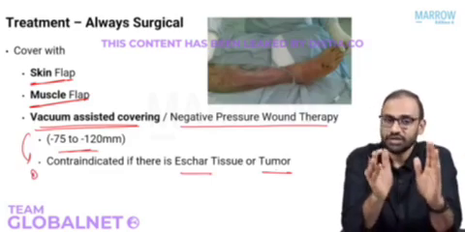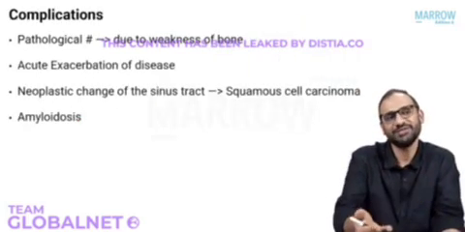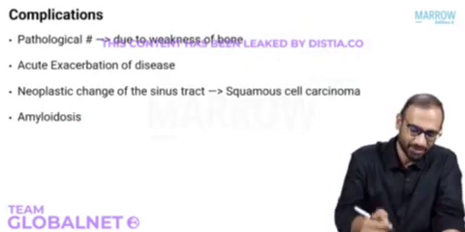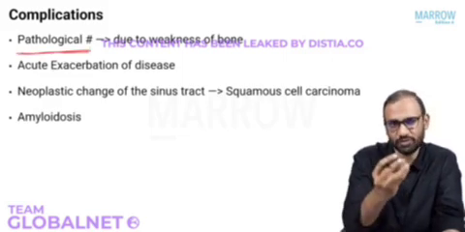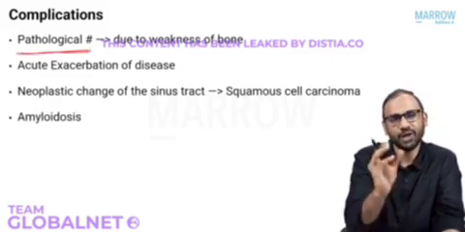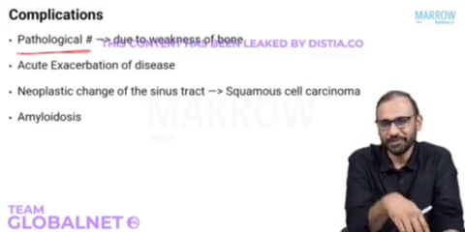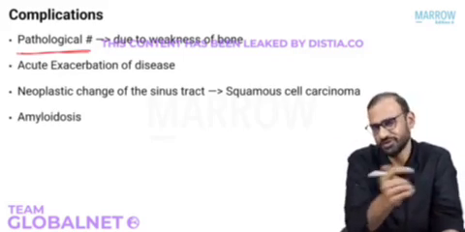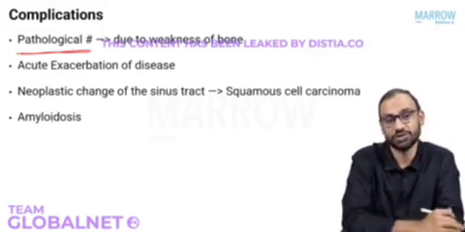The treatment is always and always surgical. And finally, what will be the complications of chronic osteomyelitis, right? So the most important complication is pathological fracture. You see, because of this destruction of the bone by the abscess and sequestrum formation, the bone will become weak, and if you apply force, it might break. Right? Bone is weakened, application of force will lead to its breaking. Pathological fracture is the most common complication of chronic osteomyelitis.